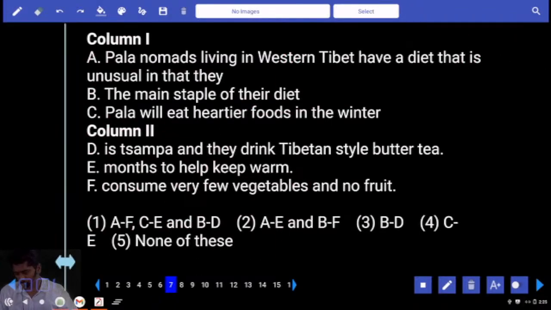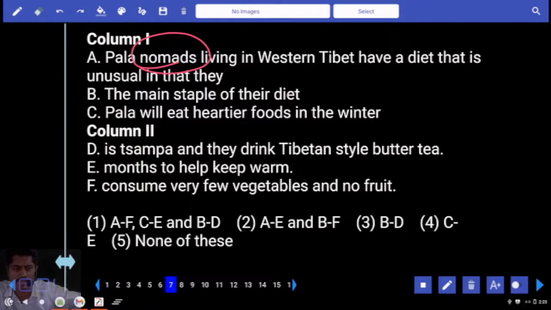Pala nomads. Who is a nomad? A nomad is a person who travels from one place to another place and does not have a proper home. They don't have a proper home. They go from one place to another place for livelihood, for survival. They don't have a permanent home. A permanent native place is not there for them.